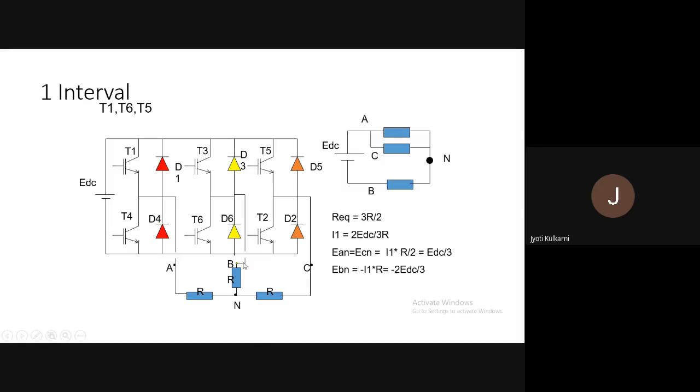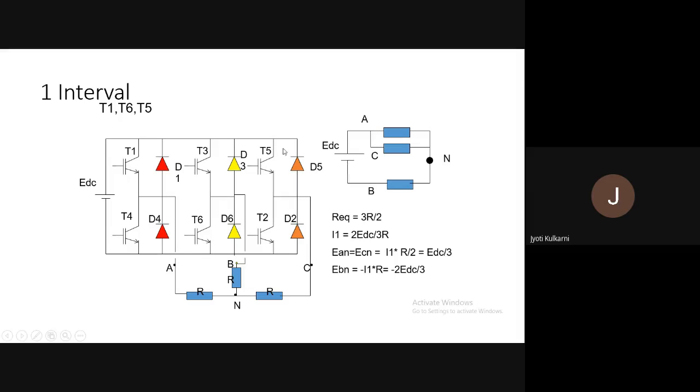Similarly, B branch. Now B branch is connected to the second branch junction point, the second vertical branch. Second vertical branch is having which conduction? T6 conduction. So B branch will connect to T6, and T6 is connected to the negative plate of the battery. So B branch of the load is connected to the negative plate of the battery.